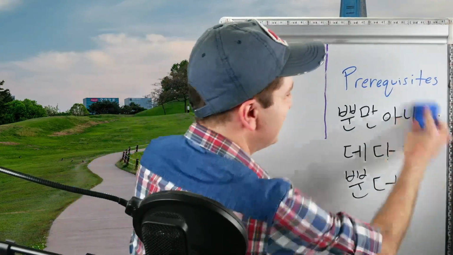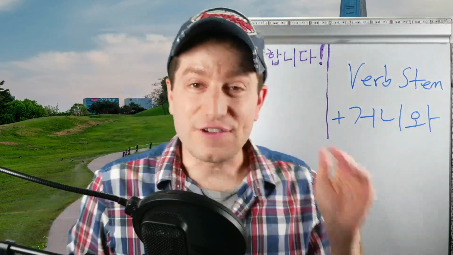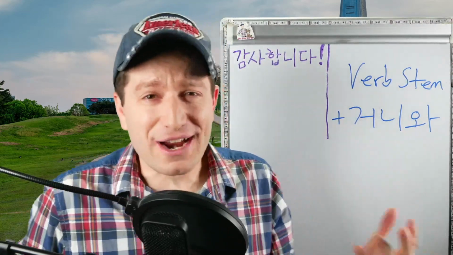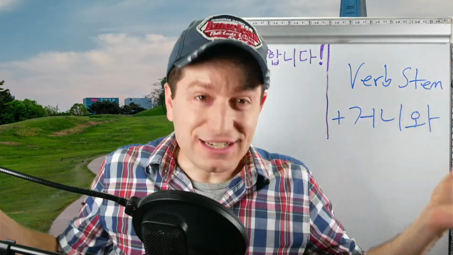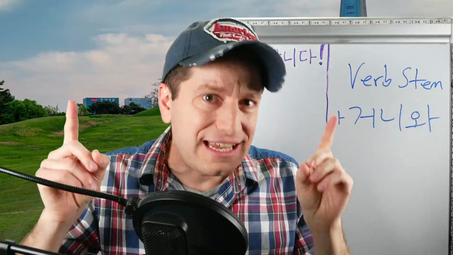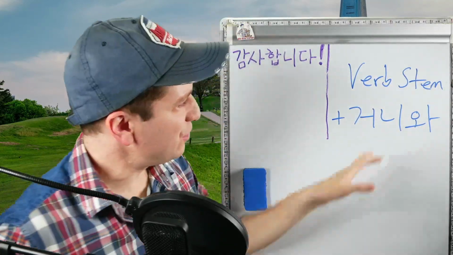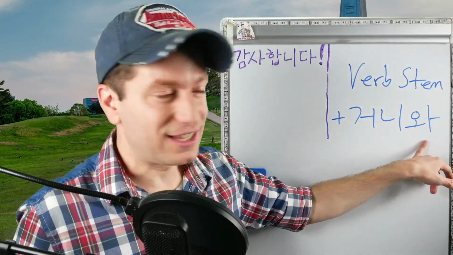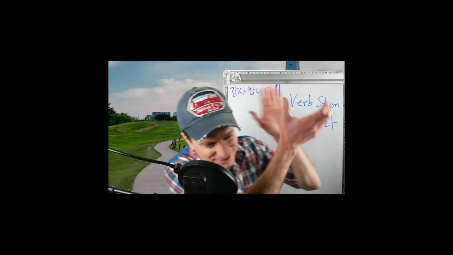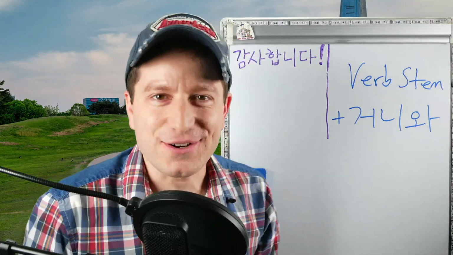So this is an advanced grammar form. Specifically, it's a very archaic grammar form, as in literally nobody uses it, but you may find it in older speech. The way that it works is when you use this, you take a verb stem, you attach 거니와, and you are done. You have now conjugated this extremely advanced grammar form.